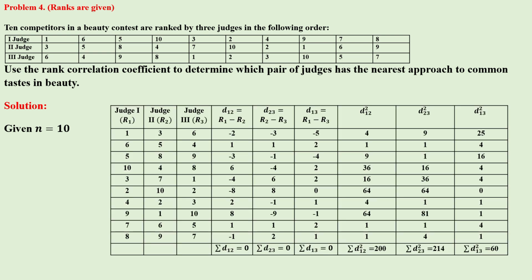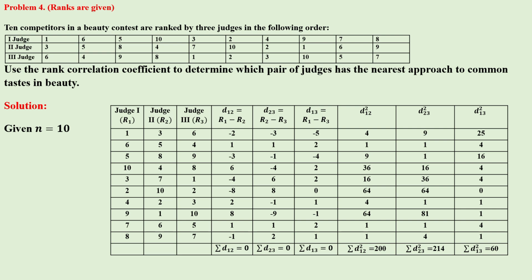So write the first judge in the first column, that is R1, rank 1. Judge second is in the second column, that is R2, and judge third is in the third column, that is R3. First you have to find the difference between judge 1 and judge 2, that is D12, R1 minus R2. So first column minus second column, you will get minus 2, 1, minus 3, etc. So summation D12 is equal to 0.